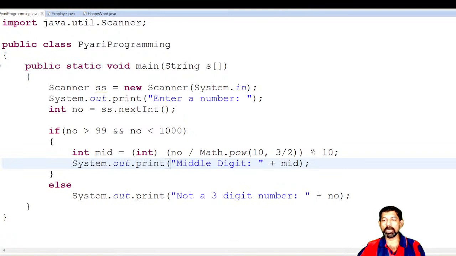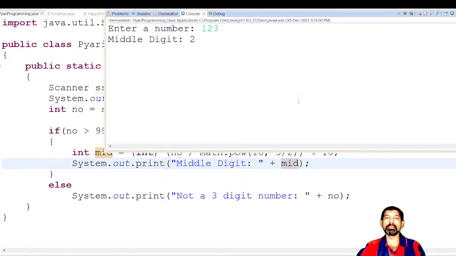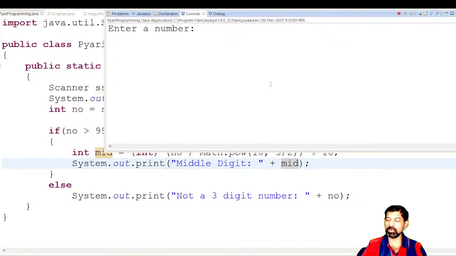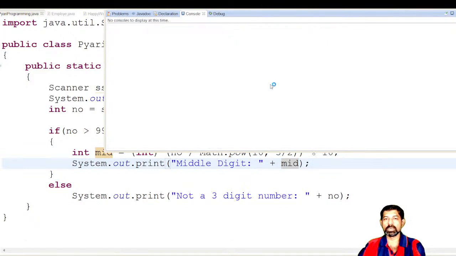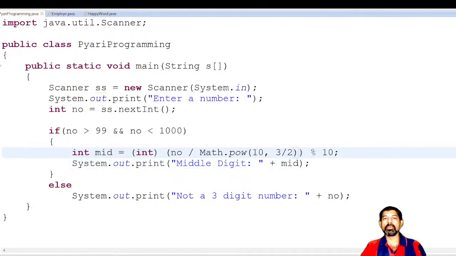Now yes, we got it. Now let me execute this one. 123. Now we got the middle digit as 2. Again I'm executing 589. Middle digit is 8. Again I'm executing 546. I'm getting 4 as the middle digit. Again I'm executing 1234. Now it is not a 3-digit number. I'm saying 11 is not a 3-digit number. Okay. So hope everyone has understood.